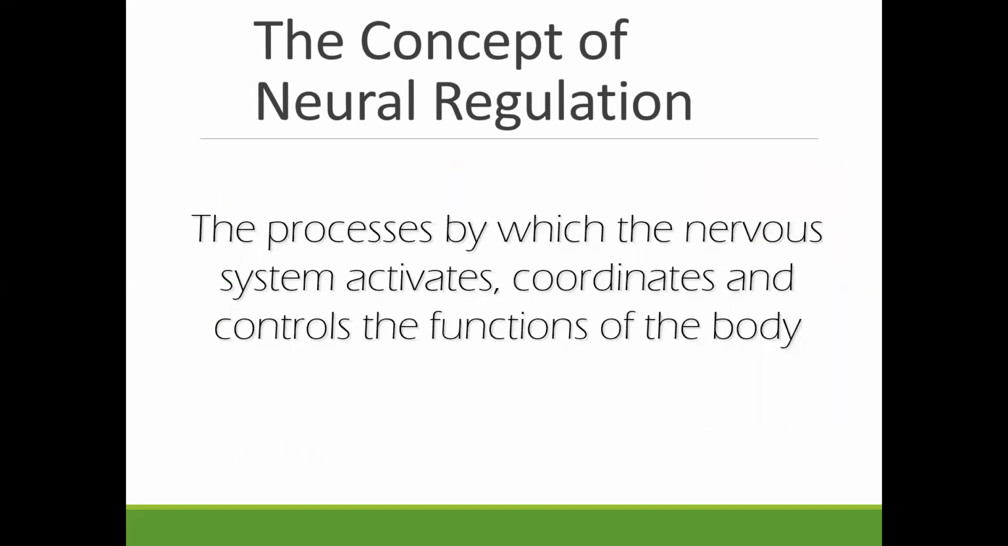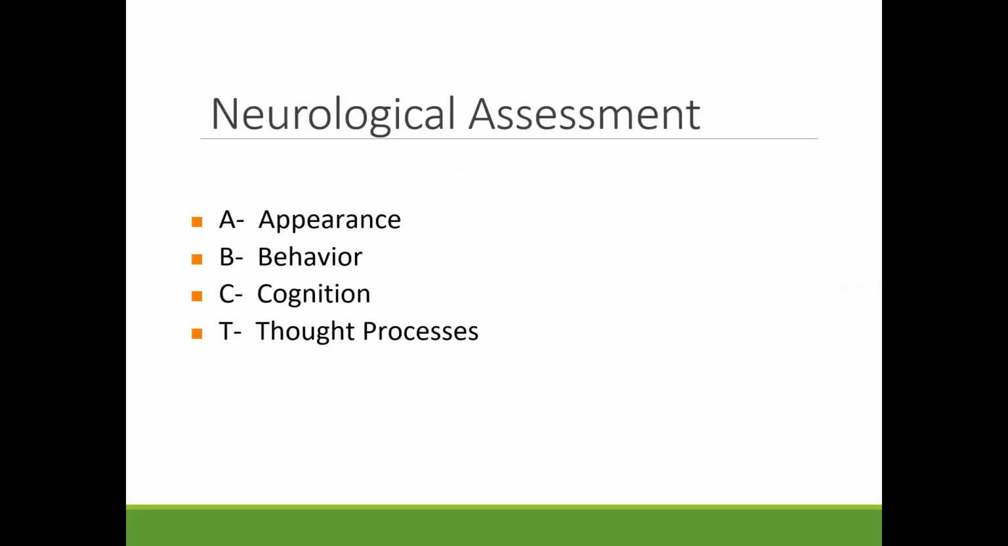And then the concept of neural regulation: the processes by which the nervous system activates, coordinates, and controls the function of the body. When we do a neurological exam, in addition to assessing their level of consciousness, alert and oriented, we also want to look at their appearance, their behavior, their cognition, and thought process.